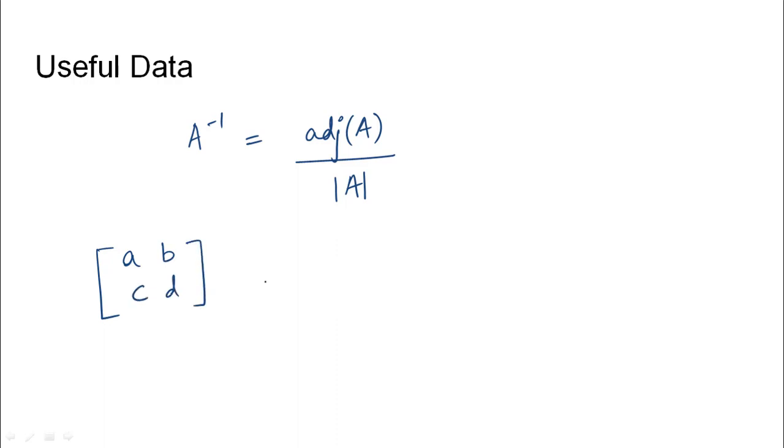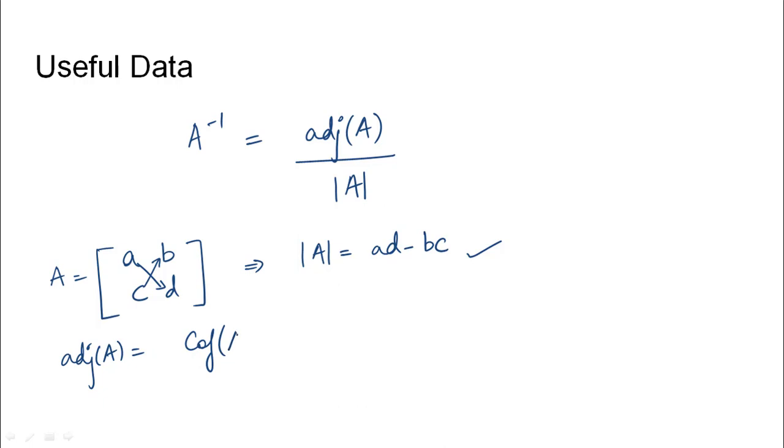To find the inverse of a matrix, one needs to know the relation that the inverse of a matrix is given by the adjoint of the matrix divided by the determinant. If we are given a matrix A, B, C, D, the determinant is given by multiplying A into D and subtracting from it B into C. This gives the determinant. To find the adjoint of A, we find the cofactor matrix for A and then take its transpose.